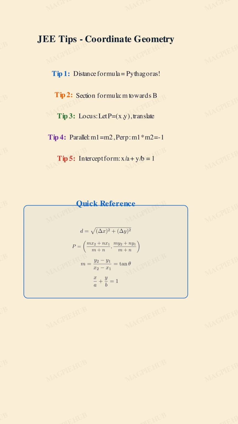Tip 3. For locus problems, let P be x, y and translate the condition into algebra. Tip 4. Parallel lines have equal slopes, perpendicular have product -1. Tip 5. Intercept form x over a plus y over b equals 1 is very fast for finding line equations when intercepts are known.